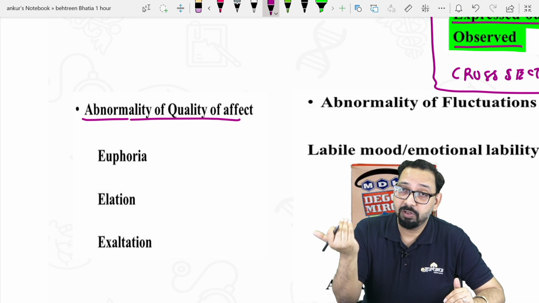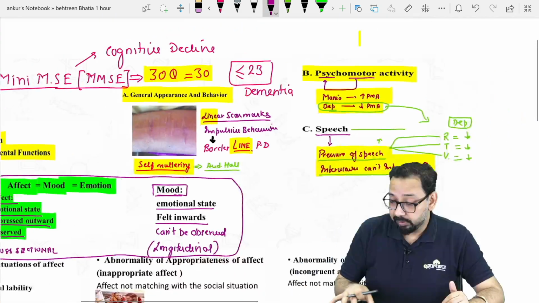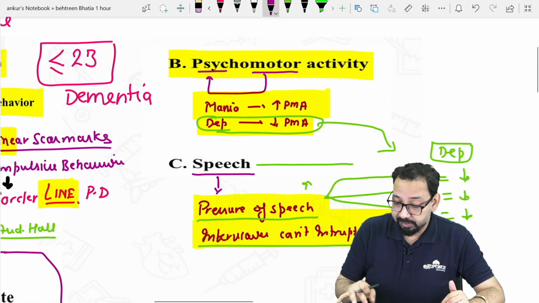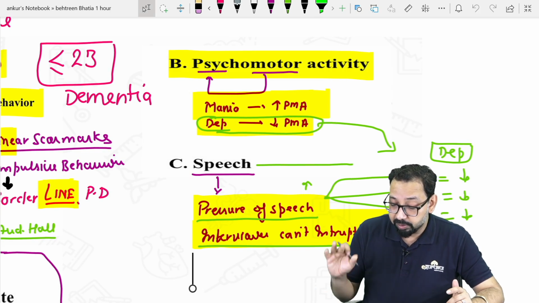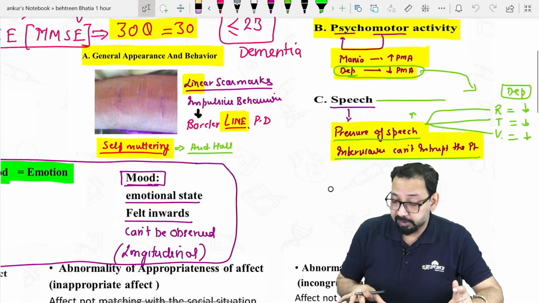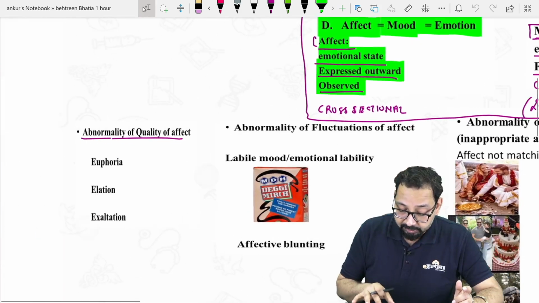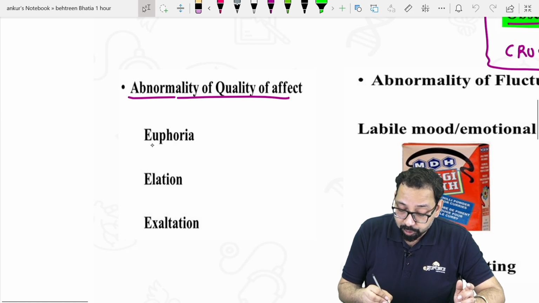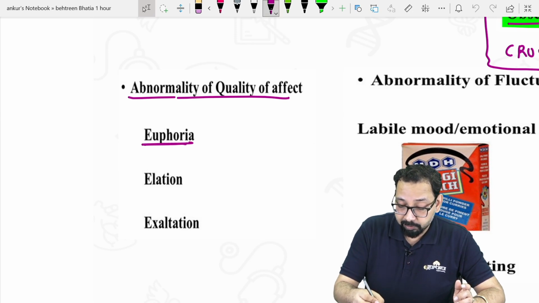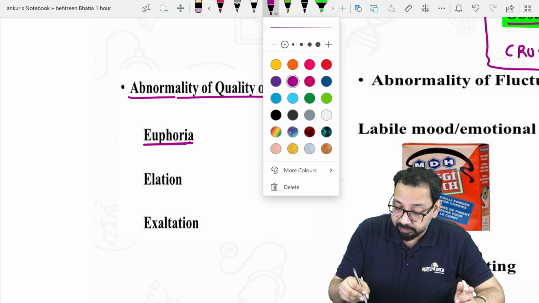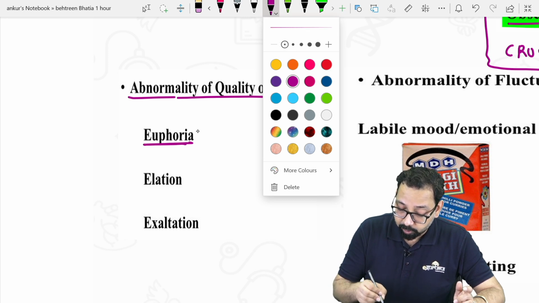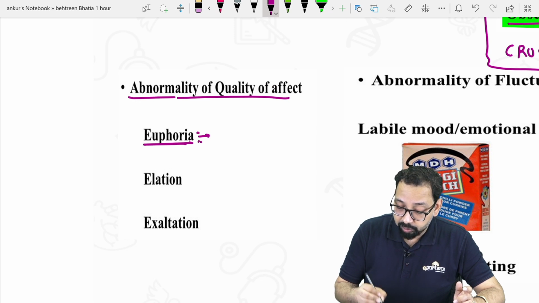Let me take the example of your friend, the same friend who was proposed to by a girl. Now he was so happy, jumping here and there, and he was having pressure of speech. He was telling you each and everything. And now he goes into euphoria. You will remember the story, and it would be helpful to remember the questions, okay? Now he goes into euphoria.